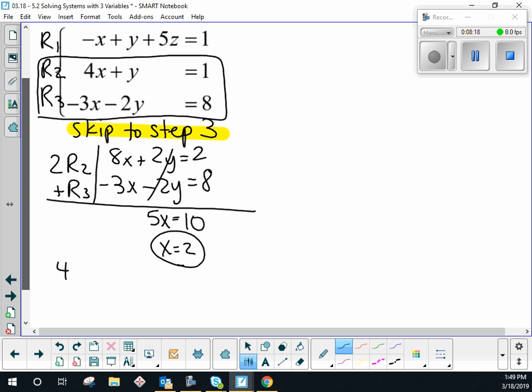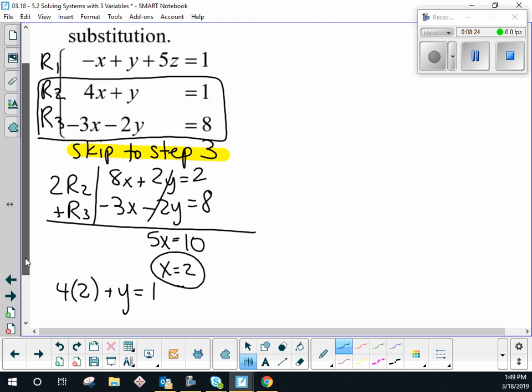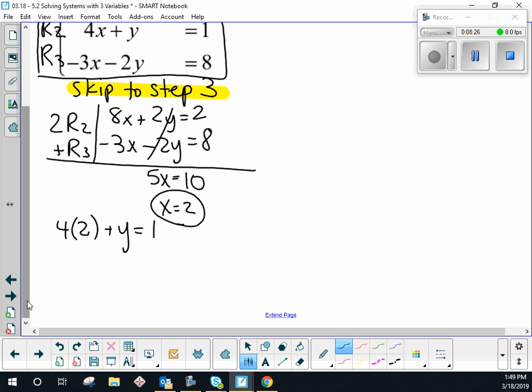So that gives me 4 times 2 plus y equals 1. And this begins our 4th step, which is called the back substitution, where you just start substituting back into the other equations to get your new variables. So if x is 2 and I plug it in, this gives me 8 plus y equals 1. Subtract 8 and I have y equals negative 7.